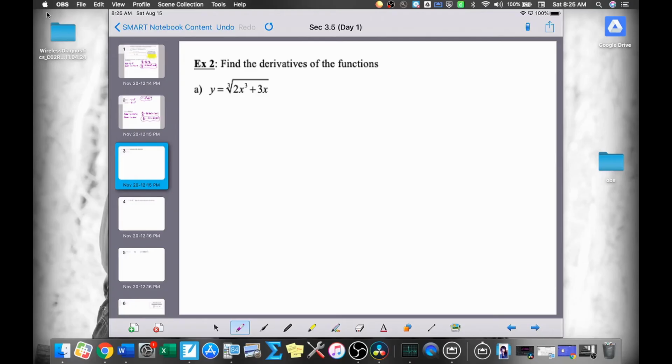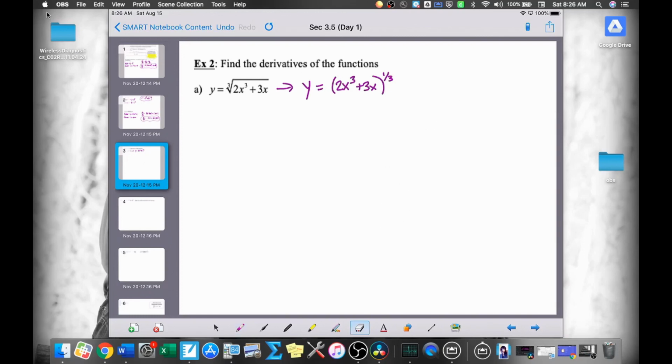In example 2, we're changing gears a little bit here. Now we've got a root function with a polynomial function underneath it. So when you use the chain rule on root functions, you definitely want to take the time to rewrite your root function as a power. So when we think about a cube root, remember a cube root is really a 1/3 power. So this function is really y equals 2x cubed plus 3x raised to the 1/3 power.